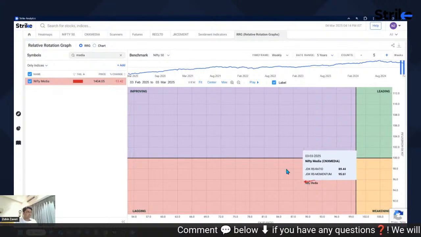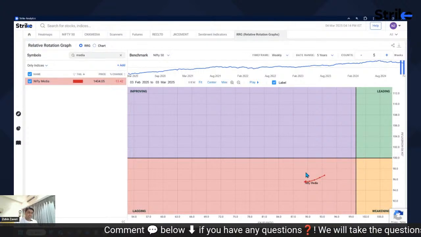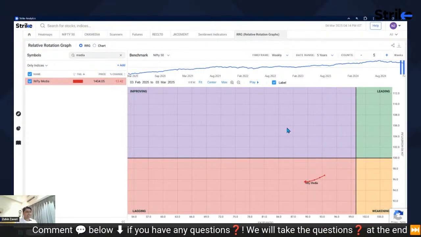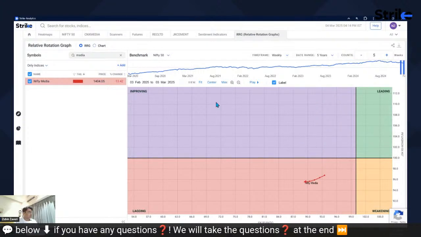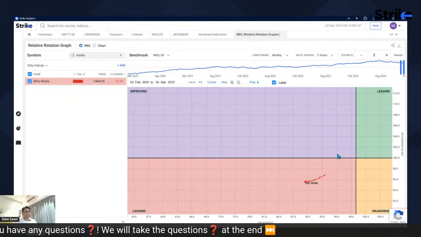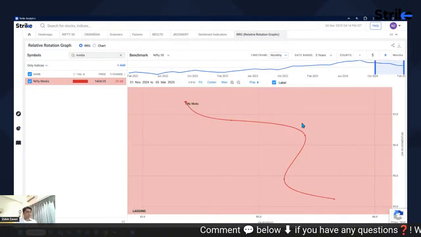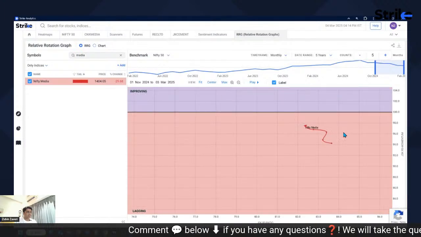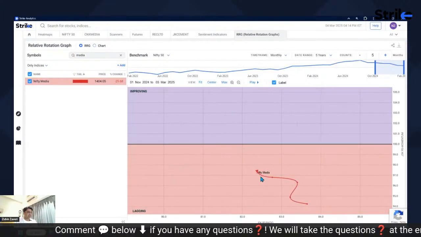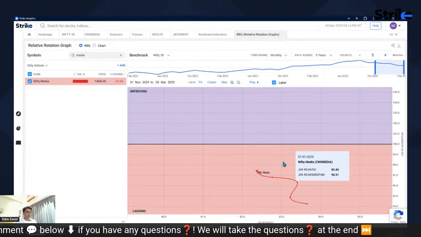All right, so this bounce, is it enough for it to sustain? Maybe not right now. This shows that the media sector you can focus on for a very short term. But for a medium to longer term, you can also look at the monthly time frame. On the monthly, it is still in the lagging quadrant.